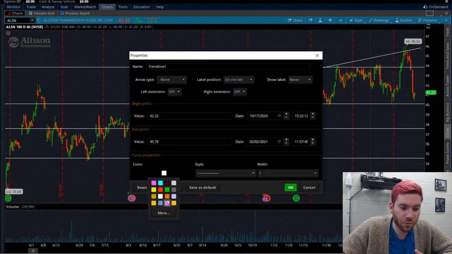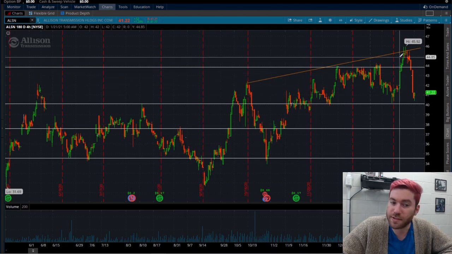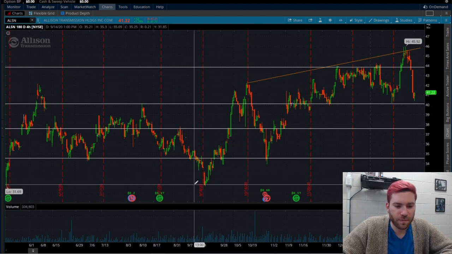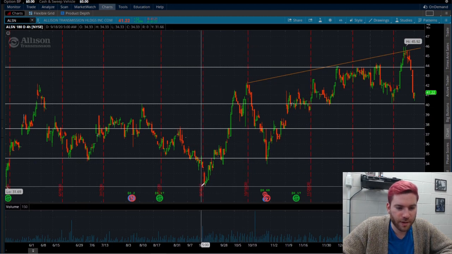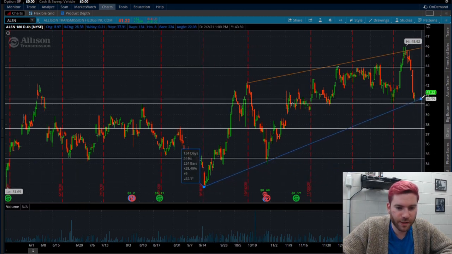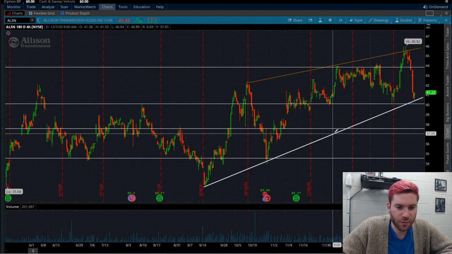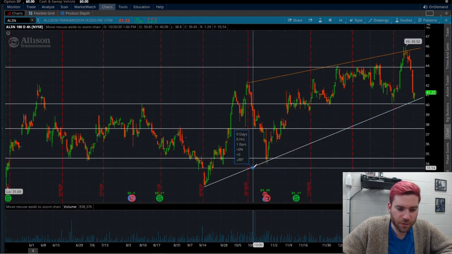Then again, you can keep it white. You can make any color you want. I do my resistance as orange. And then from the same move, I can come down here or come over here. I'll emphasize going over here and coming to the right. And as we can see, connecting all 3 of those, they are not equal, right?